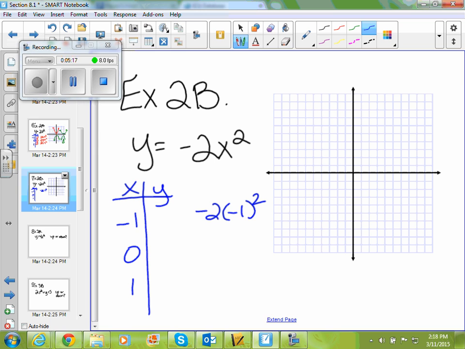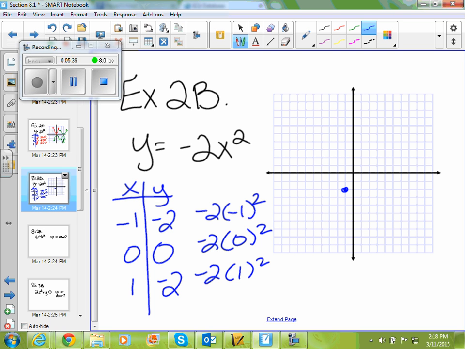Okay, so negative 1 squared is 1. 1 times negative 2 is negative 2. So negative 1, negative 2 is 0, 0, 1, negative 2. So it just makes the graph upside down, right? Same looking graph, just flipped upside down. Make sense?